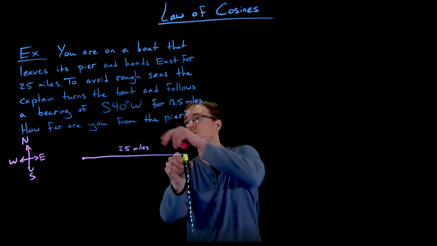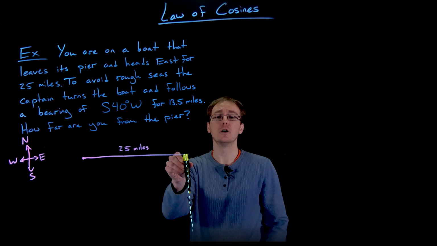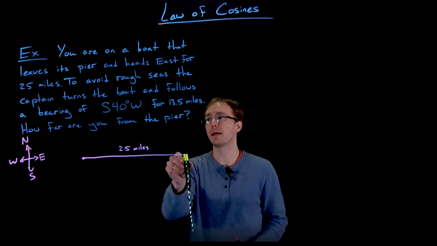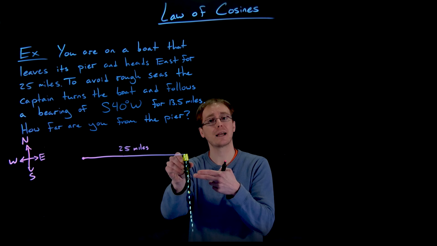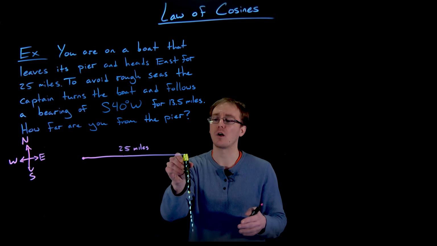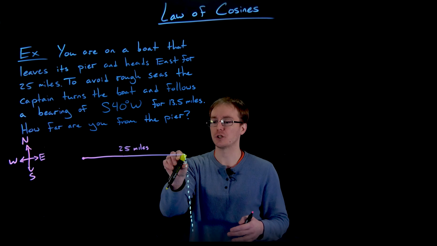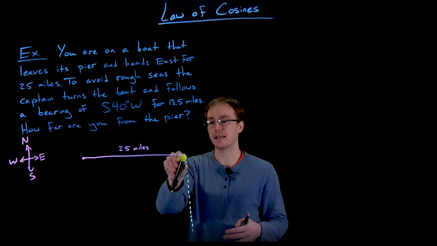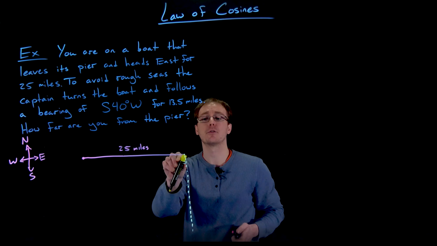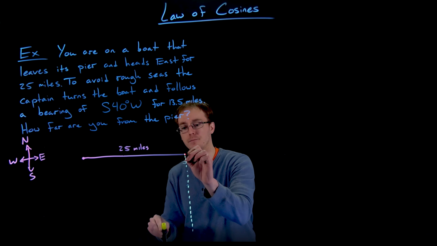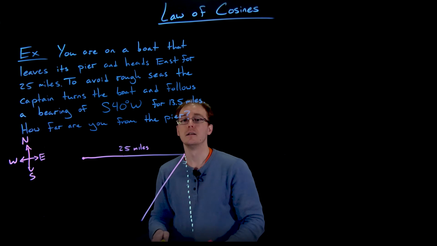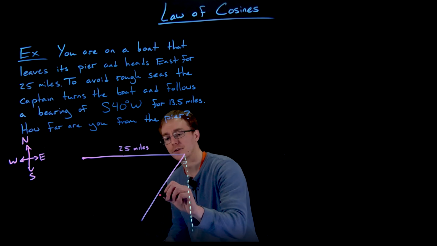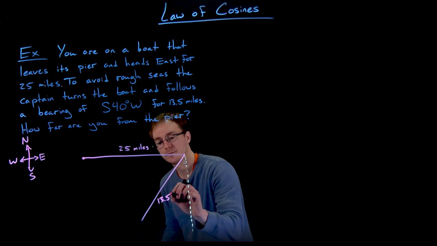If we want to change that to a bearing of south 40 degrees west, we need to rotate our pen 40 degrees in the westward direction, or to the left, or clockwise. So here is a rotation of about 40 degrees west of south, and that lands us on our bearing of south 40 degrees west. We travel in this direction for 13.5 miles.